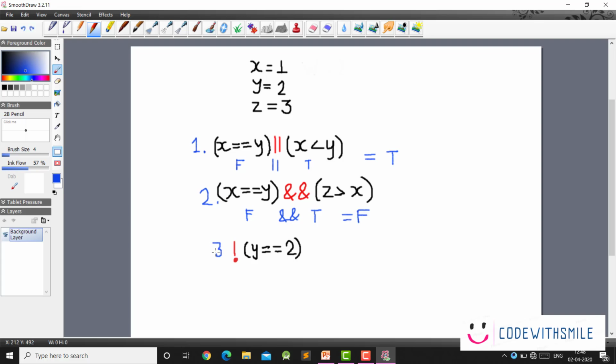Now, in expression 3, we have not y equals to 2. Y equals to 2 will return a true value as the value of y is 2. But we have written not operator before the expression, so the value will be negated. So we will be getting output as false. Guys, similar to relational operators, the logical operators also return Boolean values. So as we have understood what are relational operators and logical operators, let's move forward.